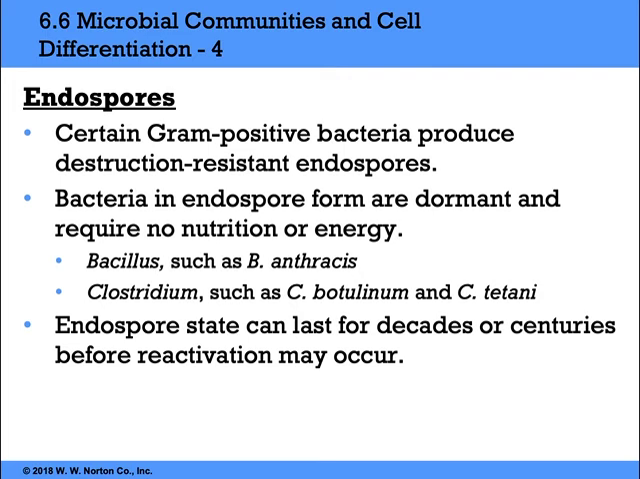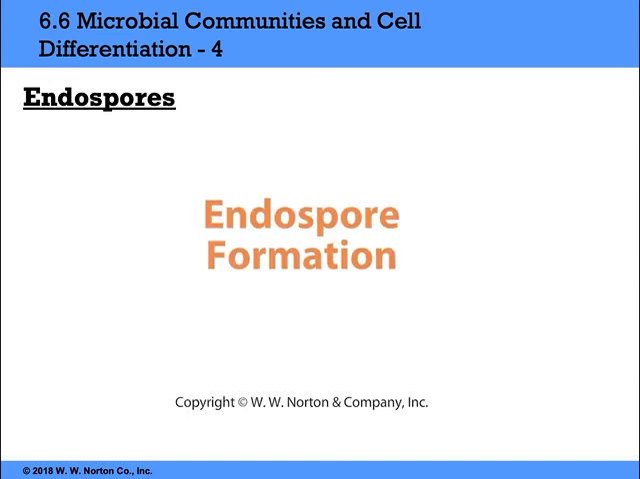Bacteria in endospore form are dormant and don't need nutrition or energy. Examples include Bacillus anthracis, Clostridium botulinum, and Clostridium tetani. As you can probably guess, Bacillus anthracis is the agent of anthrax. Clostridium botulinum is the agent of botulism, and Clostridium tetani is the agent of tetanus. These are the results of toxins that they make. The endospore state can last almost indefinitely before reactivation occurs. Let's take a look at endospore formation.